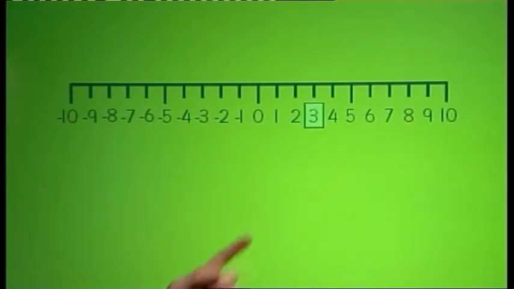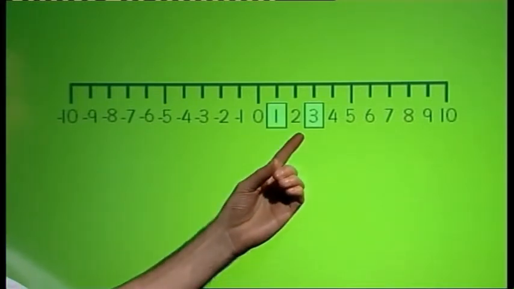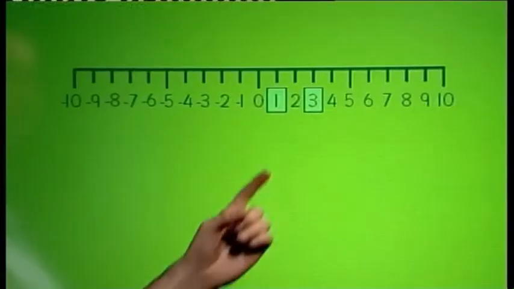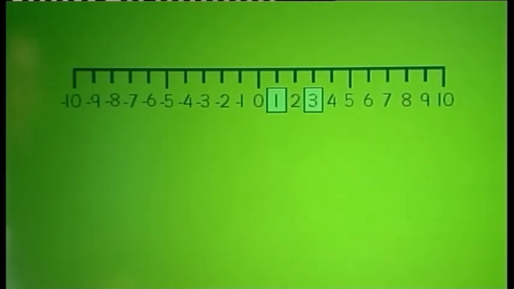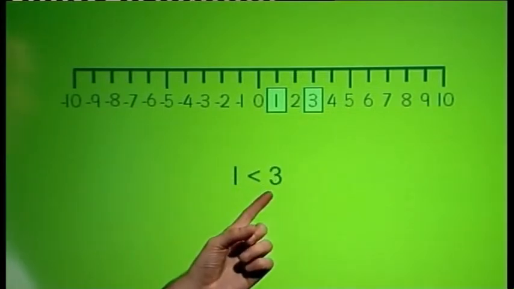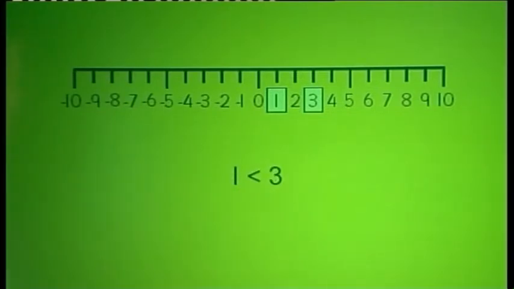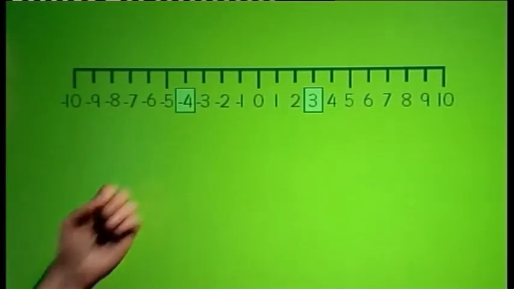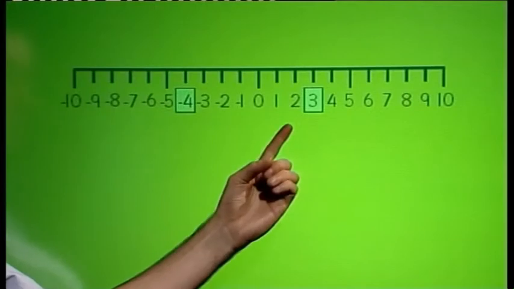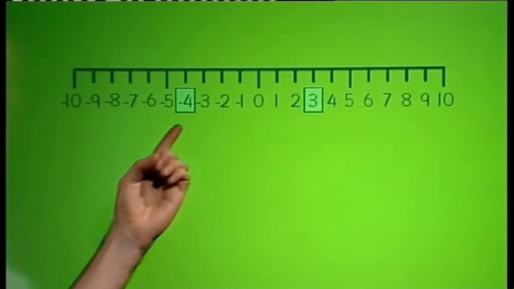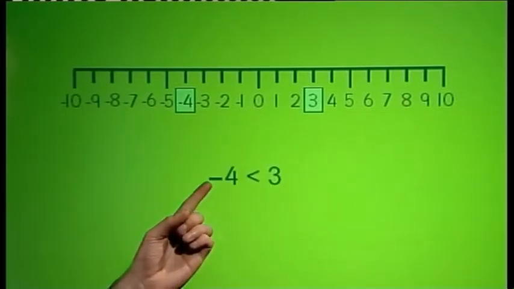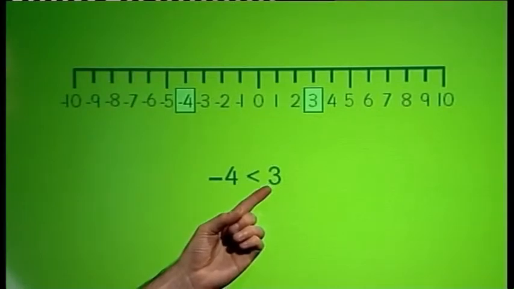Look at 3, say. Now, is 1 more or less than 3? Well, that's not very difficult. We know the answer anyway, but let's check on the number line. 1 is to the left of 3, so 1 must be smaller. 1 is less than 3. What about -4? Now, is that larger or smaller than 3? Well, it's smaller than 3 because it's further to the left. So, negative 4 is less than 3.